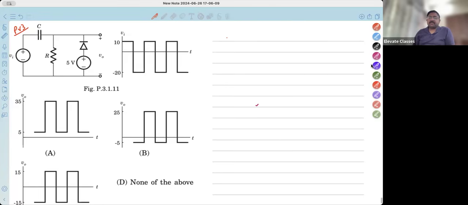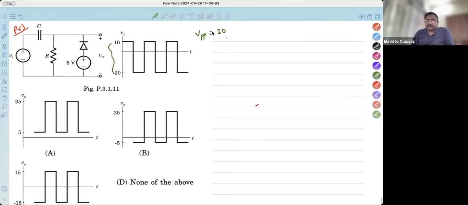So in every clamper problem, one thing you can immediately do is find the peak to peak voltage. What is the peak to peak voltage over here? 10 minus of minus 20, that is 30 volts. So the peak to peak of your output should also be 30 volts. All right. So 35 minus 5, 30. This can be the answer. 25 minus of minus 5, this also can be the answer. And 15 minus of minus 15, this also can be the answer. Usually when you use this condition of peak to peak, one of the options gets eliminated.